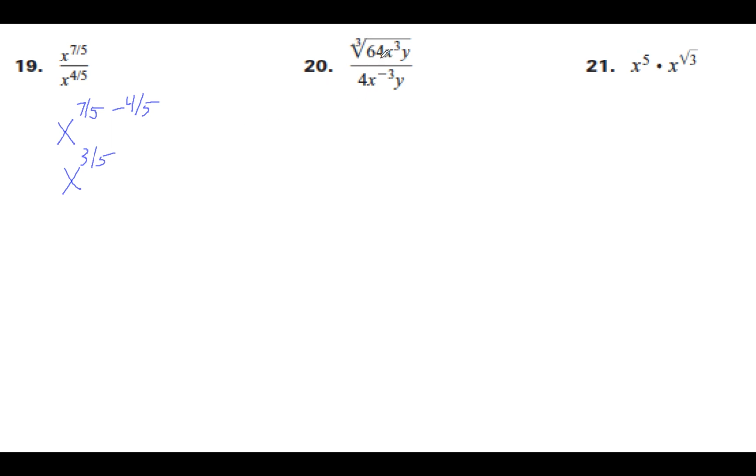Number 20. Cube root of 64, we know is 4. Cube root of x to the 3rd power, the 3's cancel out. Cube root of y to the 1st power can't be done, so we're going to keep that just like this. 4 stays down here. This x to the negative 3rd power, that is being brought to the negative power, so it needs to move up to the numerator as a positive. This y stays here. And now we're going to take this top and we're going to combine like terms on the top. The 4's are going to cancel, so this becomes x times x to the 3rd, which is x to the 4th power.